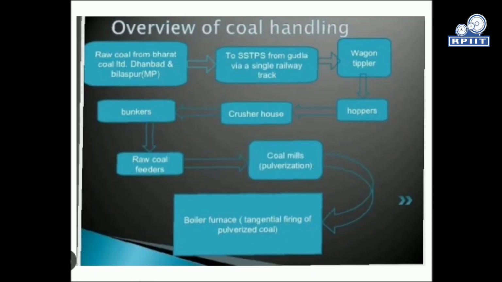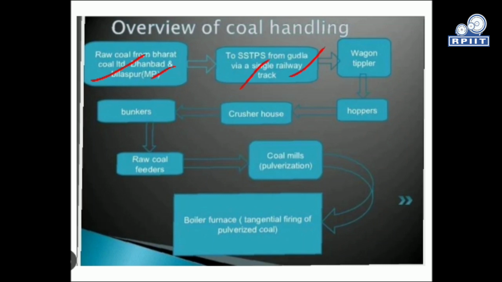Here is an example of a coal handling plant in Dhanbad. Raw coal from Bharat Coking Coal Limited has to be stored at this point. That is fed from Gudia by a single railway track. So the transportation medium from there to the coal plant is a single-track railway, and that is only for this particular coal transmission line.